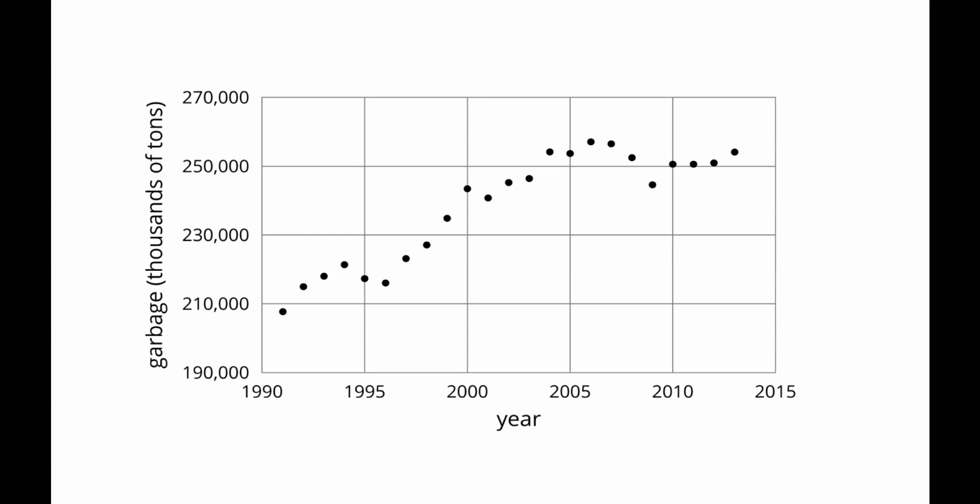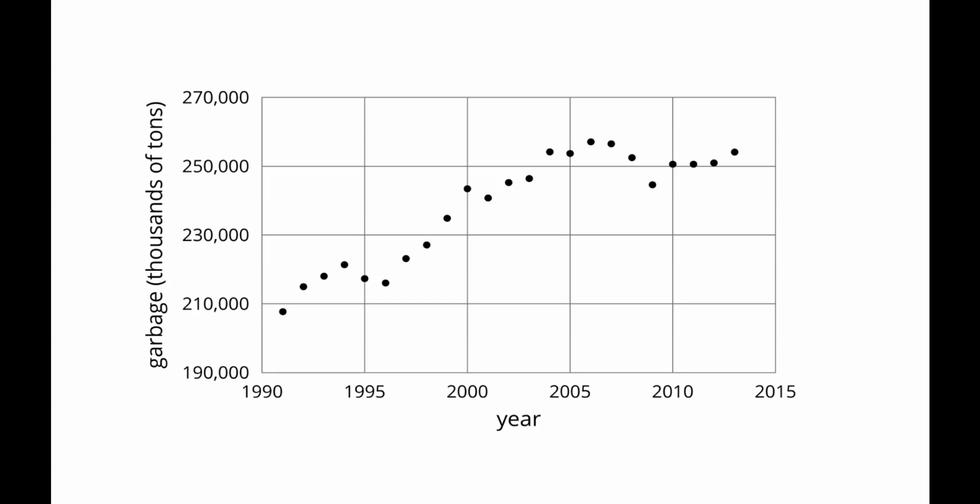Sometimes it's more difficult to be specific numerically on a graph, but we can still gain information from the labels and the overall general shape of the graph. On this graph, the dependent variable is the amount of garbage measured in thousands of tons. The independent variable is time given by a specific year.